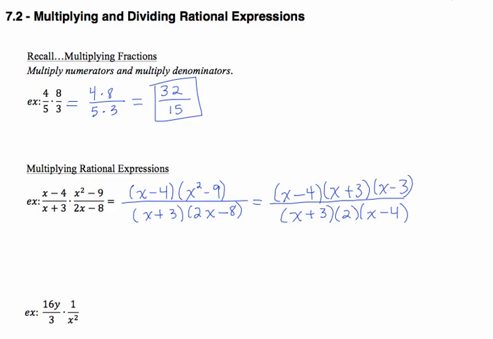Okay, and at this step, it does appear that some things cancel. x minus 4 over x minus 4, and x plus 3 over x plus 3. Can't see that yellow there. There it is. And so we are left with x minus 3 over 2 as the simplified version of that product. Okay, let's do a few more.